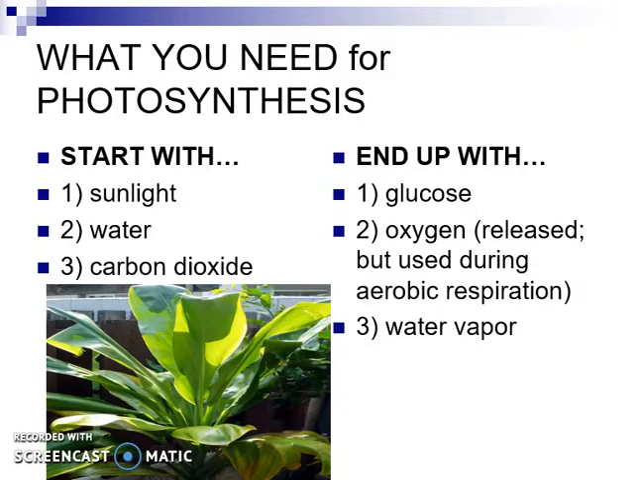So what do you need for photosynthesis? You have to start with sunlight, water, and carbon dioxide. And you're always going to come up with glucose, C6H12O6, and oxygen, released but used during aerobic respiration. And that's what we're going to talk about. Aerobic respiration is cellular respiration. We're going to talk about that next week. And you're actually going to give off a little bit of water vapor.